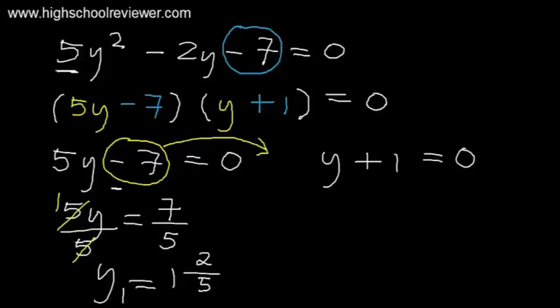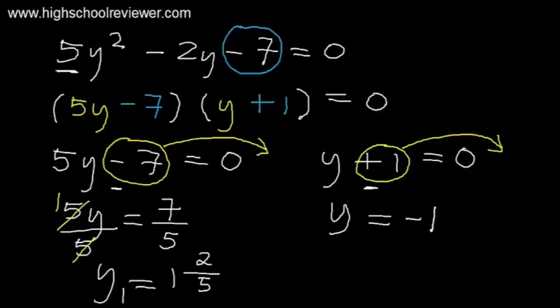Now let us find the value of y sub 2. To find y sub 2, we need to transpose positive 1 to the other side. If we transpose positive 1, what will be left on the left side will be positive y, and it will change its sign and become negative 1. This is our y sub 2. So therefore, y sub 1 equals 1 and 2 over 5, and y sub 2 equals negative 1. They are our final answers.